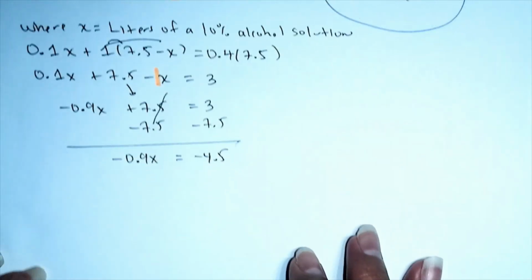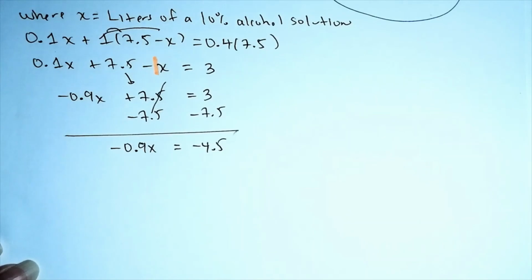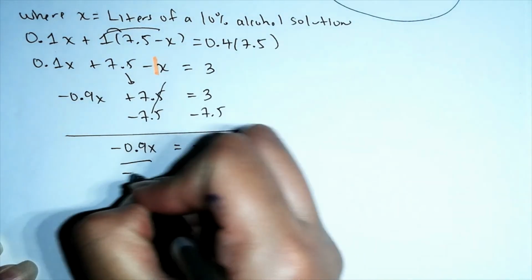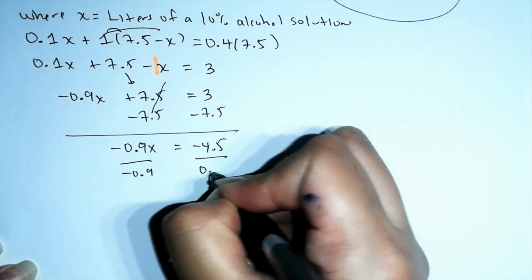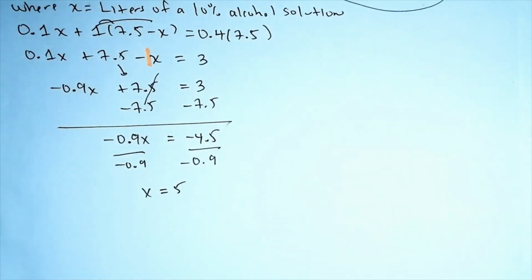For the grand finale, we're almost done. To finish it off, to isolate the variable, we divide both sides by negative 0.9, and that will give us x equals 5. And it's like, that's it, we did it. But if I ask you on the street, how much should she mix together, and you say, oh, x equals 5, I'll be like, whoa, where did the algebra come from? So let's make sure we answer the question.